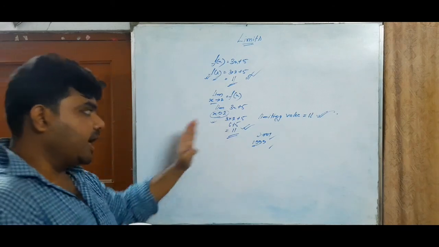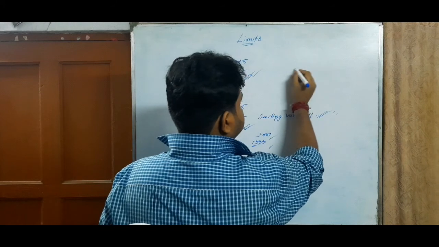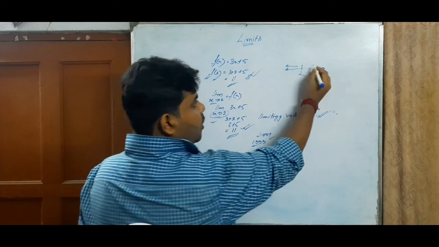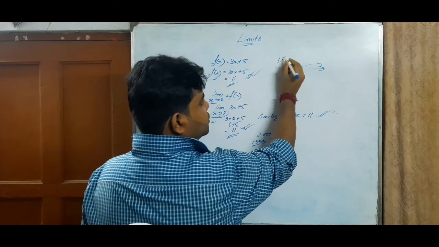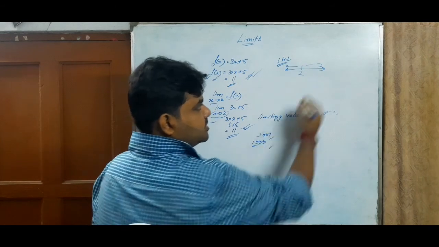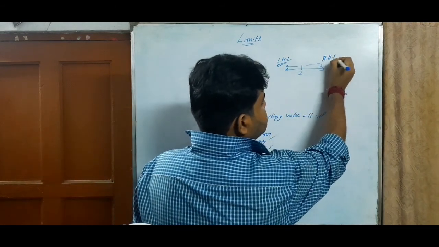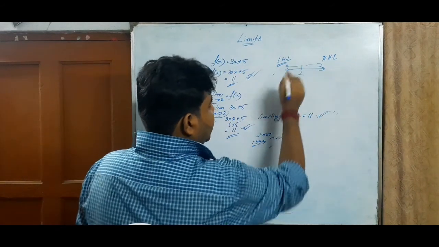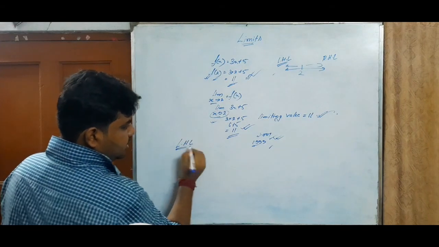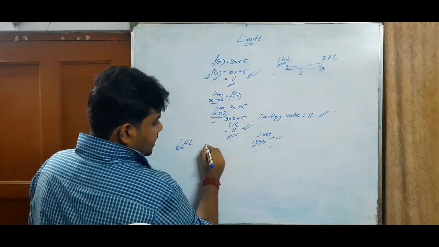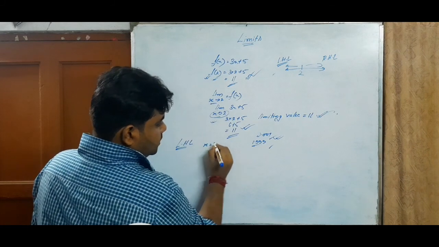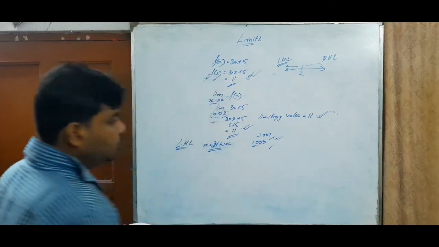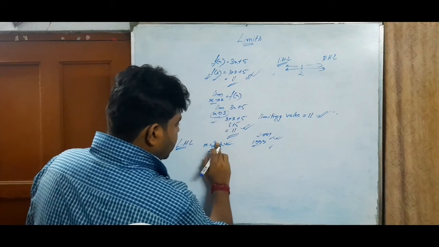So it may be above 2. Just see, this is 2. It may tend to below 2 or above 2. So this is known as the LHL, that is the left-handed limit, and this is known as the RHL, that is the right-handed limit. Just see, if we take LHL, we are taking x equals 2 minus h; LHL means minus.